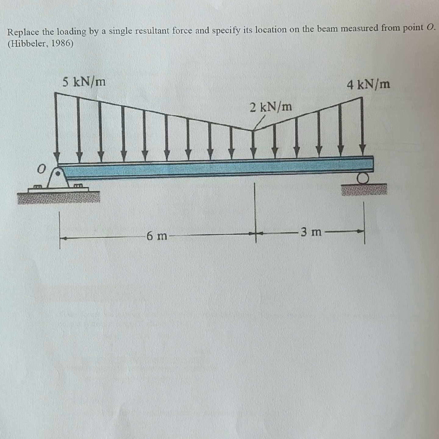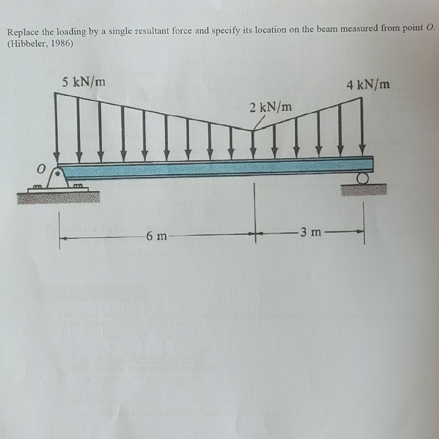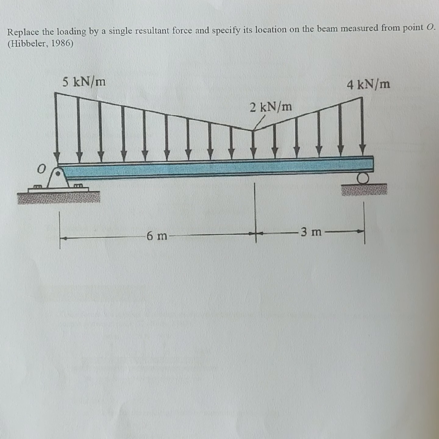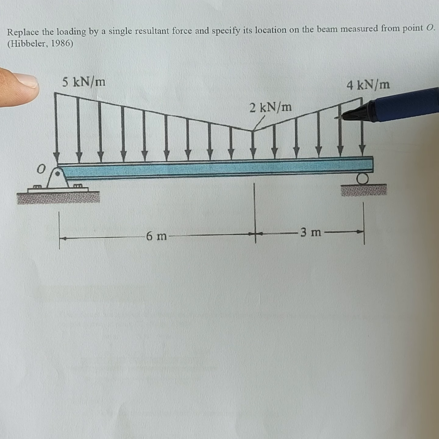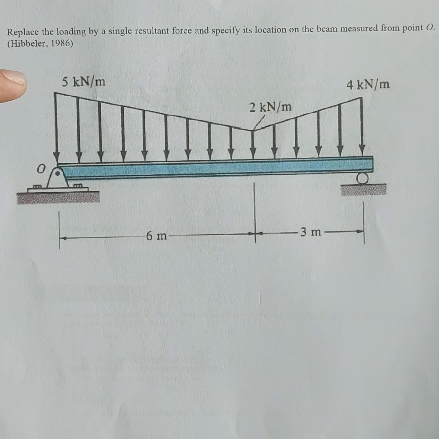Alright, replace the loading by a single resultant force and specify its location on the beam measured from point O. Okay? So, just like what we have done in the first problem, if we have these combinations of regular shapes, so we have two trapezoid loadings. It's best to divide those into regular shapes, triangle and rectangle.